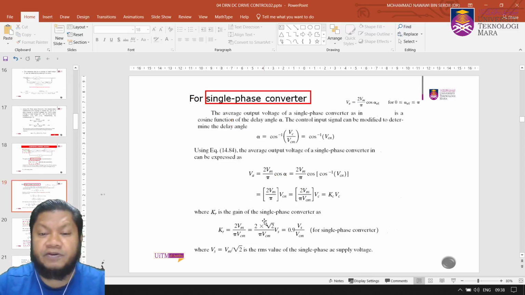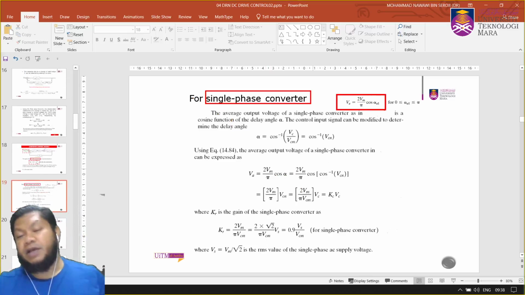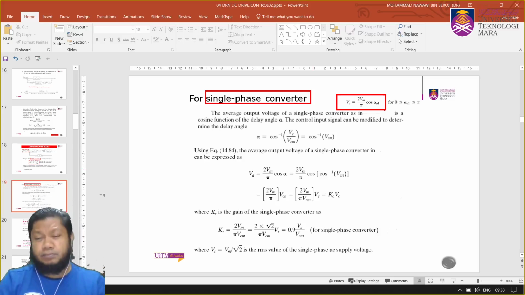And next, for the single phase converter, remember we have this equation that gives the output voltage of a single phase converter: 2V peak divided by pi, cos alpha, where alpha is the firing angle.